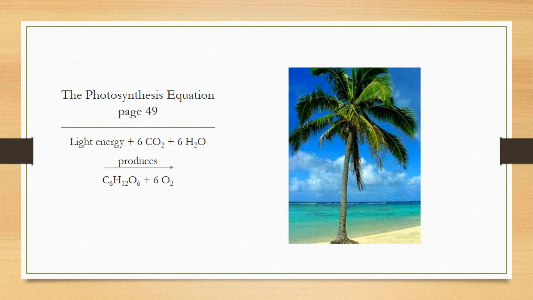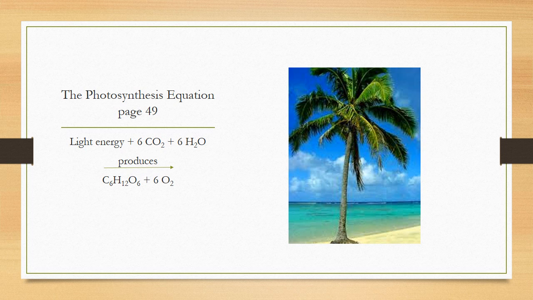Here's the photosynthesis equation. And you'll find it on page 49 of your book. And on the left side of an equation, these things are called reactants. That means to start with, or raw materials. So we start with light energy from the sun. We have 6 molecules of carbon dioxide, 6 molecules of water, and then we have the arrow, which means produces or yield. So these would be the products on the right side.